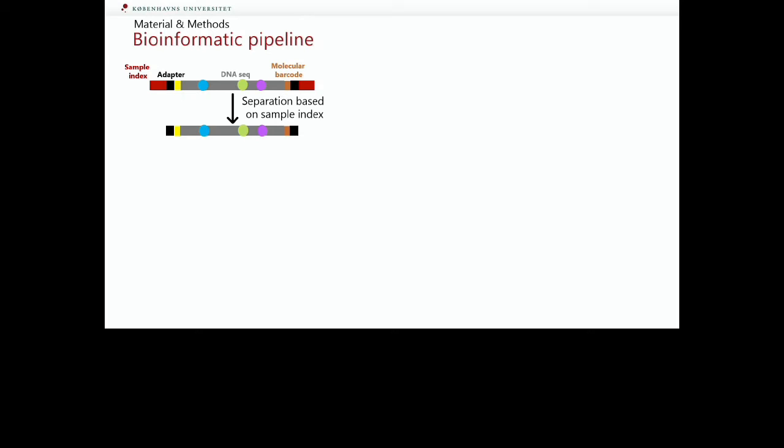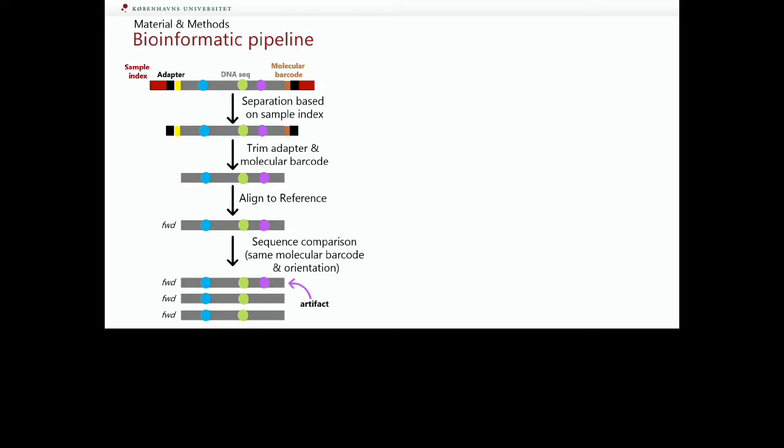So what we did first is that we separate these DNA sequences based on the sample index, and we trim the sample index. Then we trim the adapter and molecular barcodes. We align this DNA sequence to a reference, and then we know that this is a forward read, for example. And then we make use of the molecular barcode.